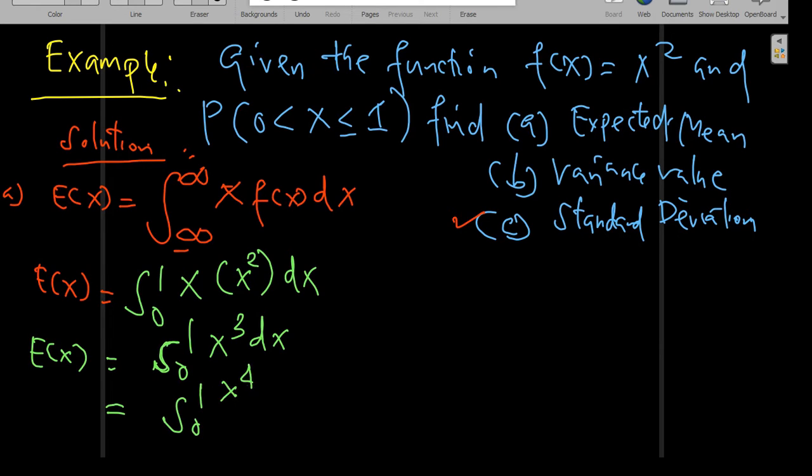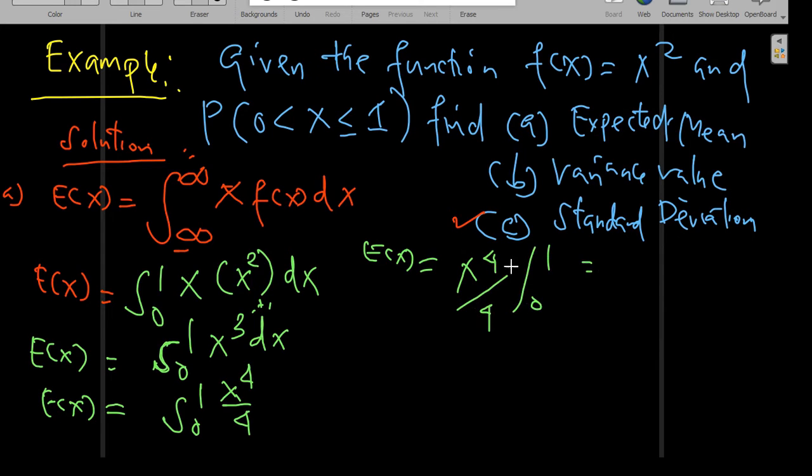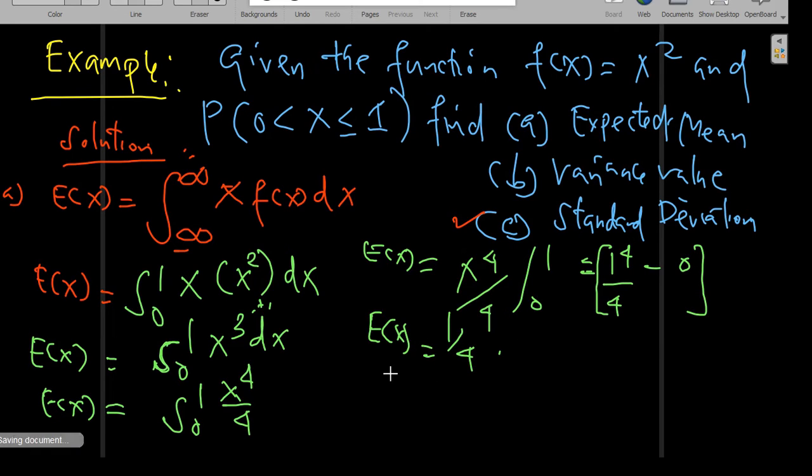So the integral from 0 to 1 is given by taking 3 plus 1 over 3 plus 1. That gives you x raised to the power 4 divided by 4. So the expectation of x equals x to the power 4 divided by 4, with the limit from 0 to 1. That will give you 1 to the power 4 divided by 4 minus 0. The answer will be equal to 1 over 4.